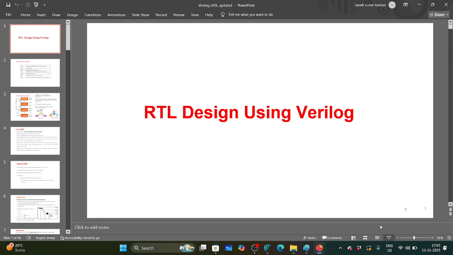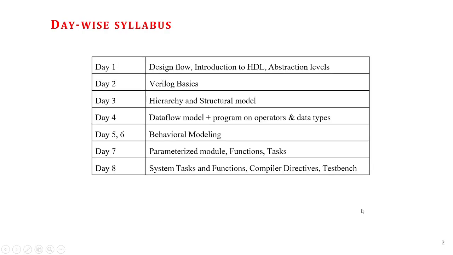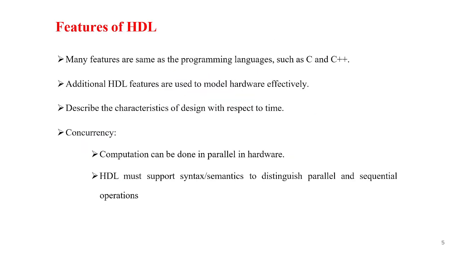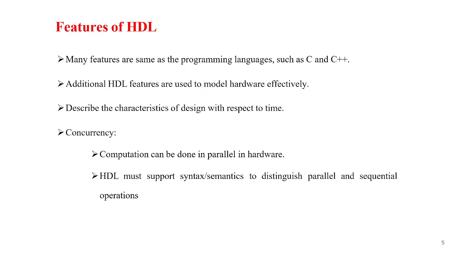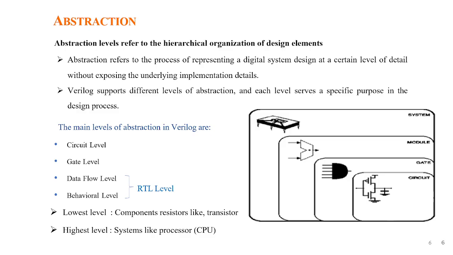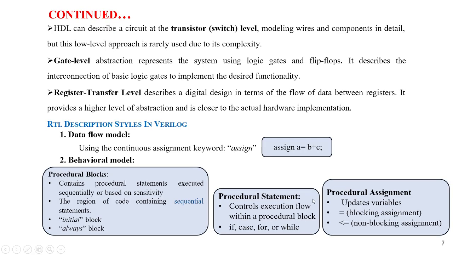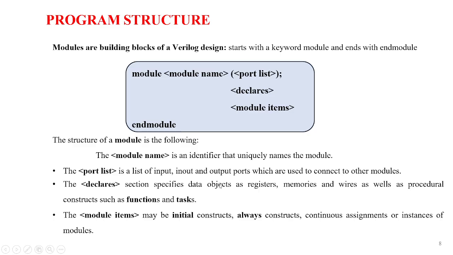Okay, this is RTL design, and we saw in the design flow what is Verilog HDL. What is the difference between a high level language and a hardware description language, features of HDL, and abstraction levels, the different types of abstractions: circuit level, gate level, data flow level, and behavioral level. RTL, register transfer level, means the data flow level and behavioral level. This is the program structure we see.